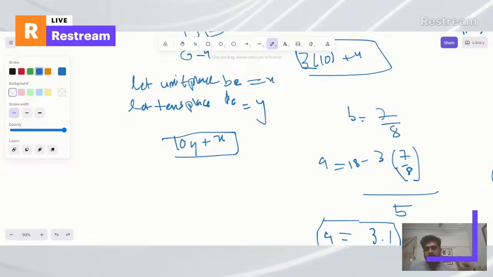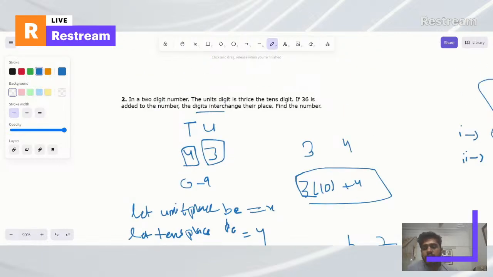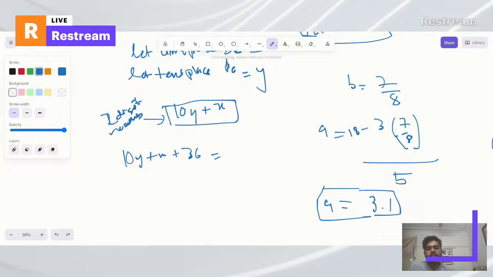Now in the next step, what they've said is if we add 36 to the two-digit number. So this is our two-digit number, the equation of a two-digit number, right? So if I have 10y plus x and I add 36 to it, then the digits will interchange their places. So it will become 10x plus y, right? I hope this is clear to all of you.